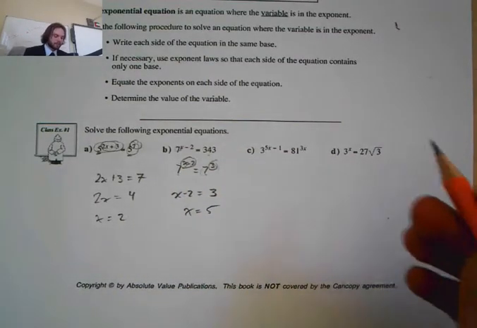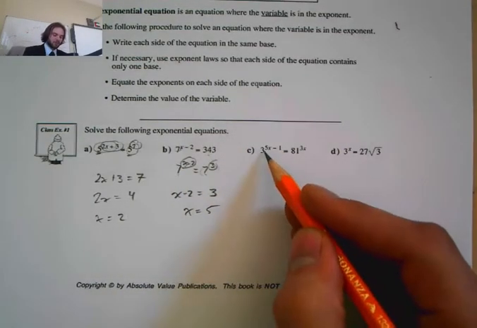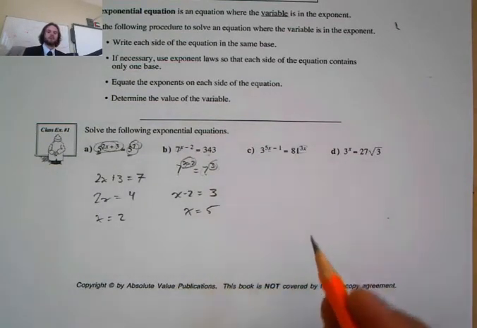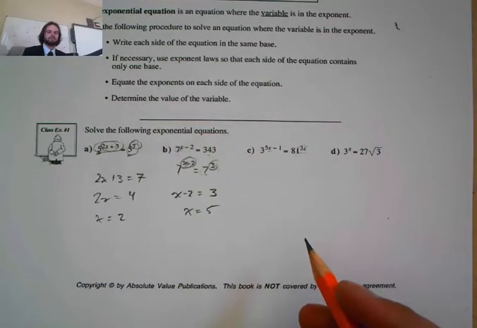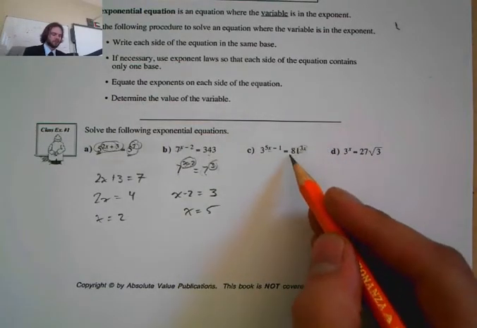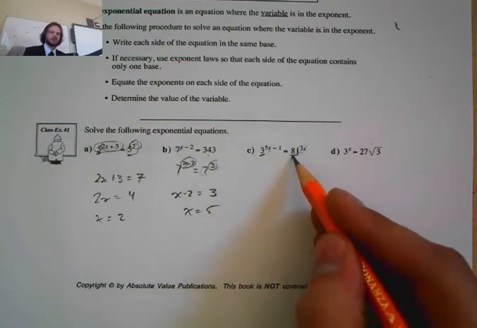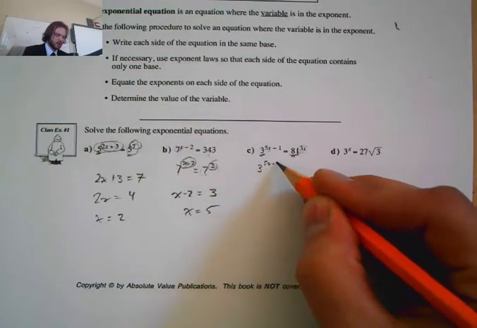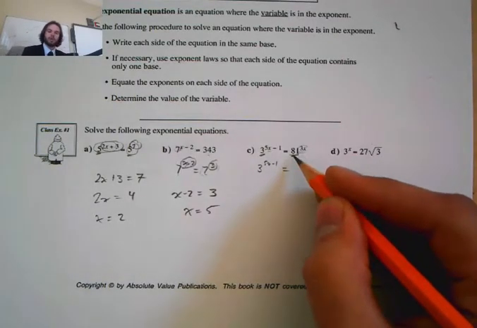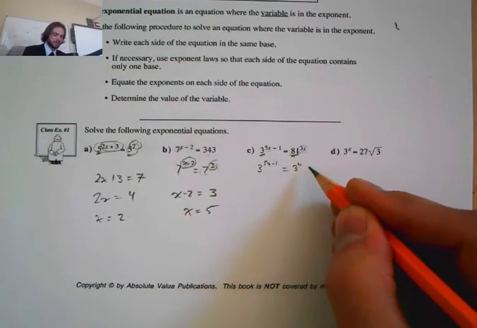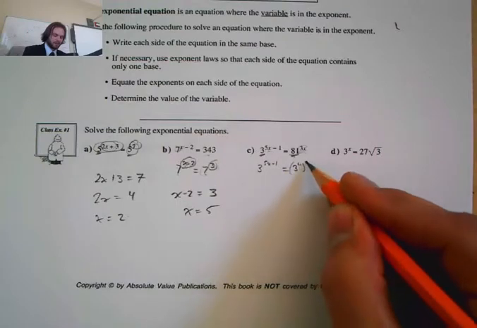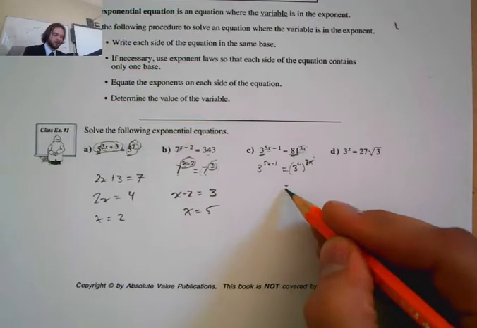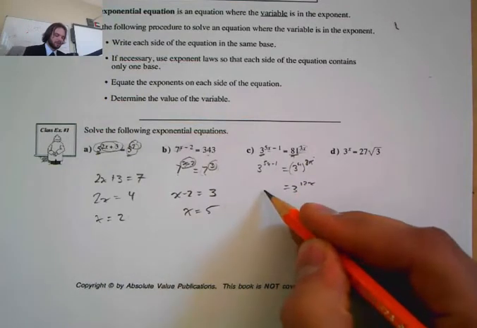Perfect. Next one, we have 3 to the 5x minus 1 is equal to 81 to the 3x. Well, so the exponent's 3x, but 81 and 3, these are not the same bases, so we must make them the same base. So 3 to the 5x subtract 1 is equal to 81, which is the same as 3 to the 4, and we have 3x. Now, this we multiply out, I get 3 to the 12x.